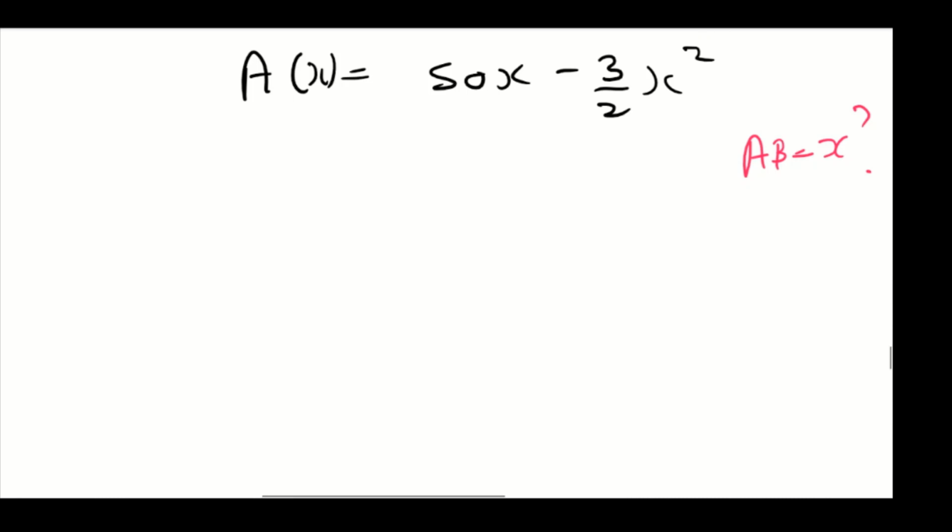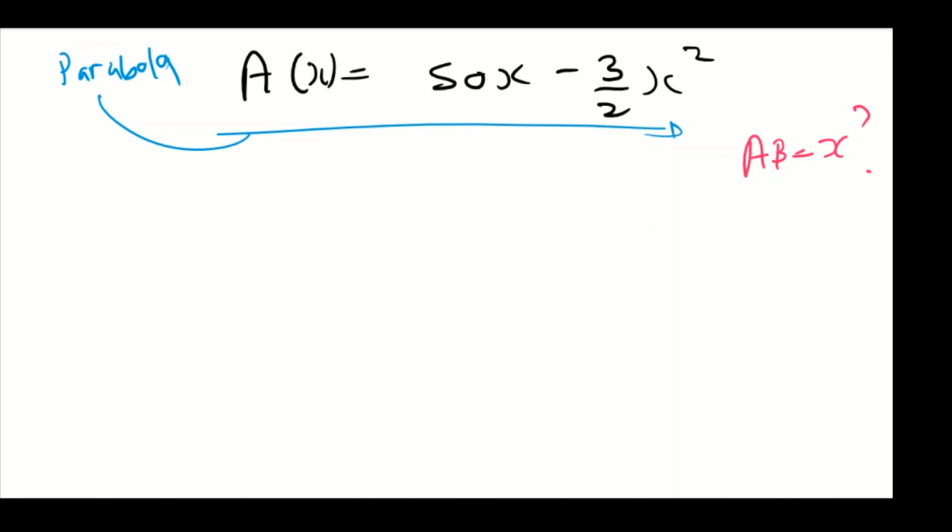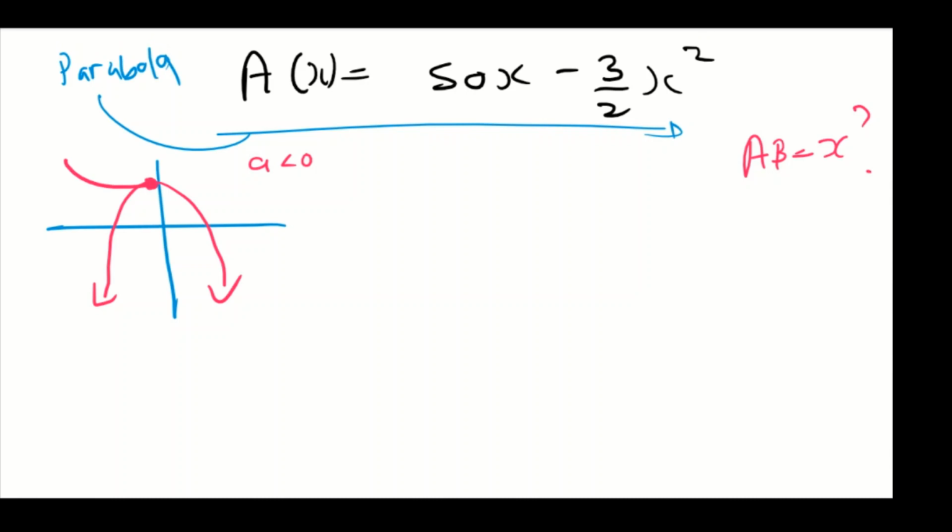What I need you to note is that this equation is actually an equation of a parabola. If you take a look, this is 50x minus 3 over 2 x squared. If you were to draw this parabola, since it has an a value that is less than 0, it's going to look something like this. This is not the exact drawing, just an example drawing, and this graph will have a point of maximum. So this question wants us to identify the turning point of x.